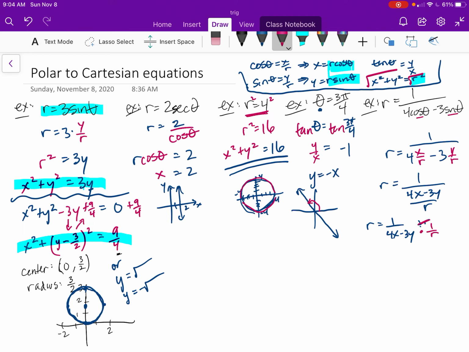Actually, let me take that back. I'm reading this wrong. This is saying 1 divided by, the initial was 1 divided by that stuff. 1 divided by 4x minus 3y. This way I just clear the fraction at the start, and I should have done so. That's all right. Which means multiply by r over 4x minus 3y, because it's just 1 multiplied by that.